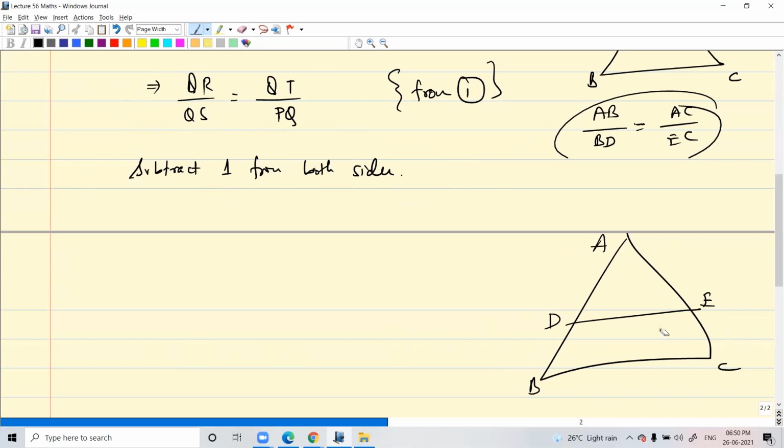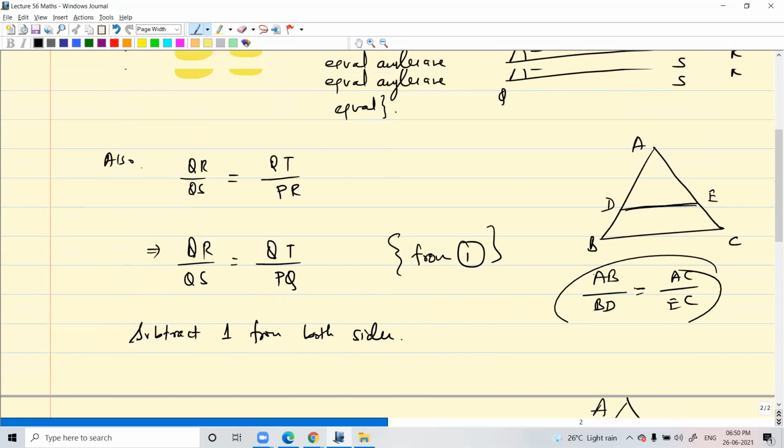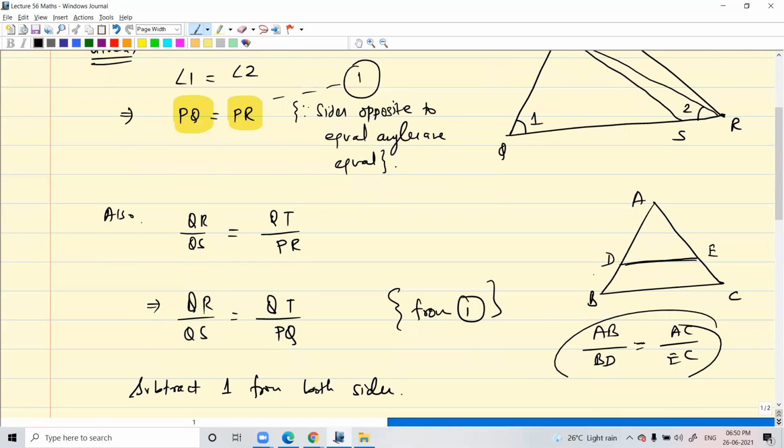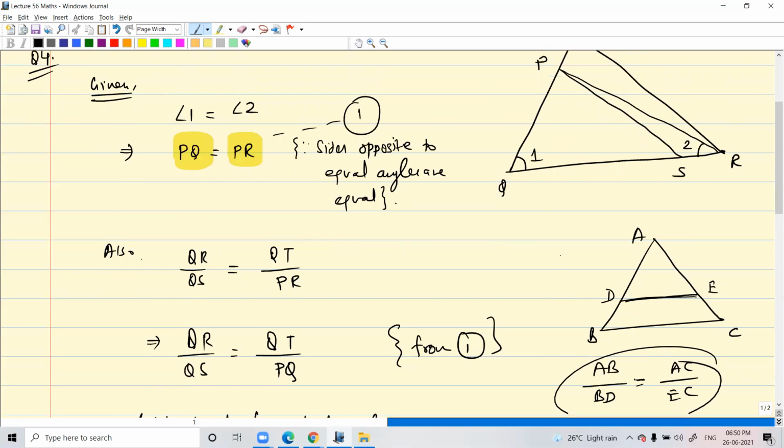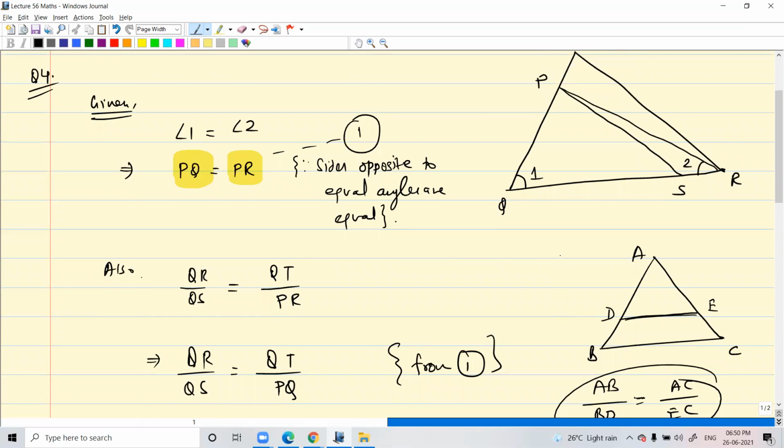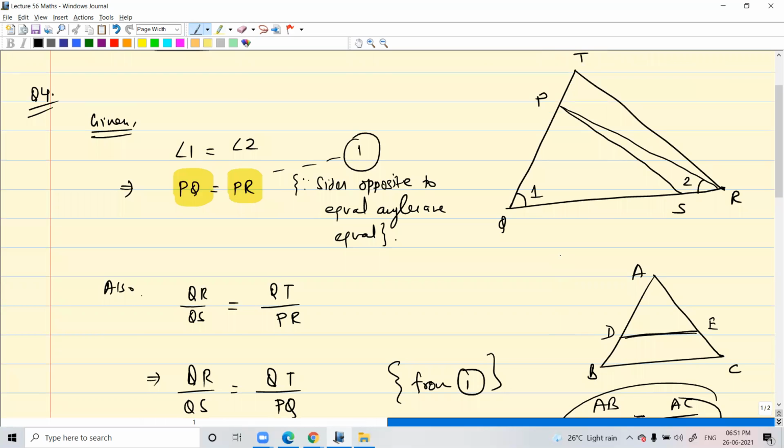But can we use the similarity criterion, sir? Oh, okay, okay. So you are in the third chapter. No, I forgot actually. I have not taught you that. That's why I started using BPT over here. Okay. Yeah, that can also be done.